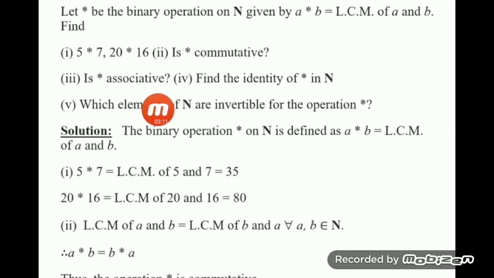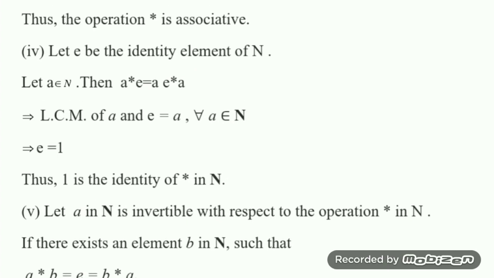The next part of the question is, is star associative? For associativity, we have to take three elements, isn't it? a, b, c. When you change the position of the brackets, if the result is the same, then it is said to be associative. Let us consider it.